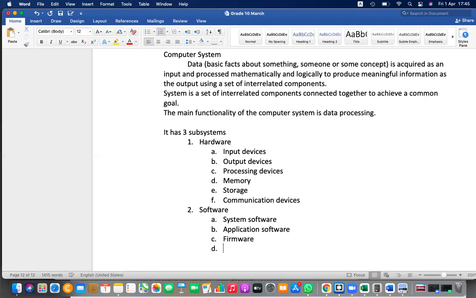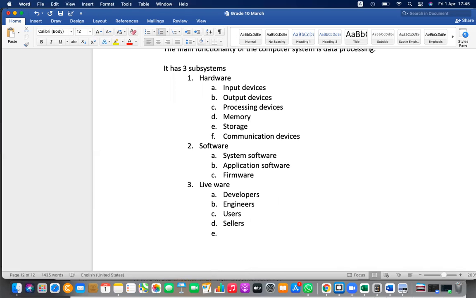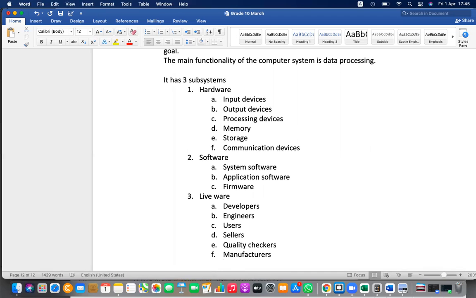The third one is liveware: developers, engineers, users, sellers, quality checkers, manufacturers. All kinds of people can be categorized as this. So please write down quickly.